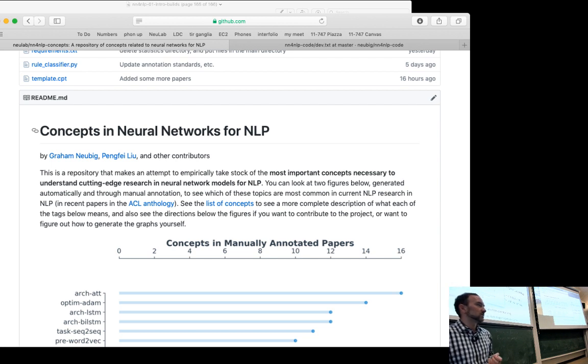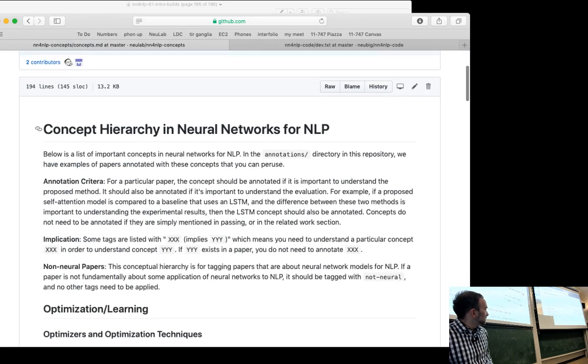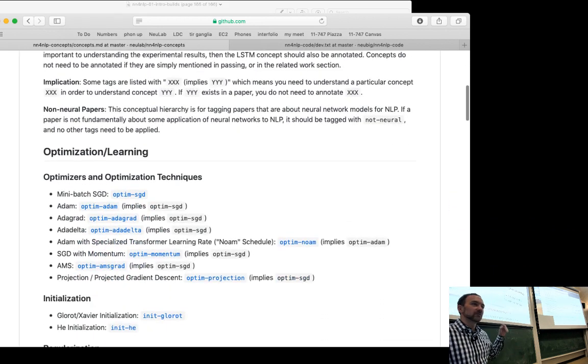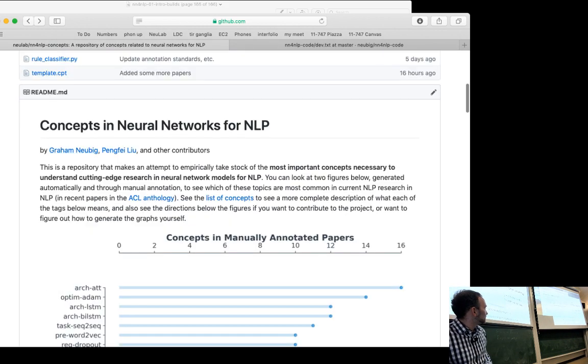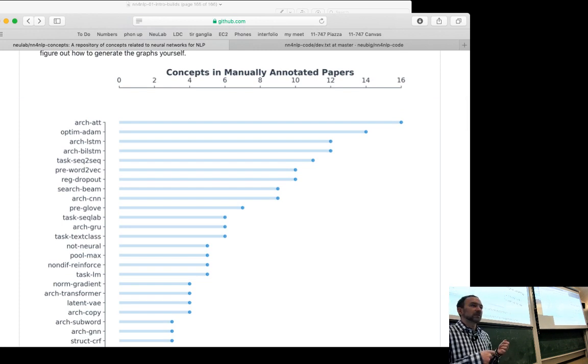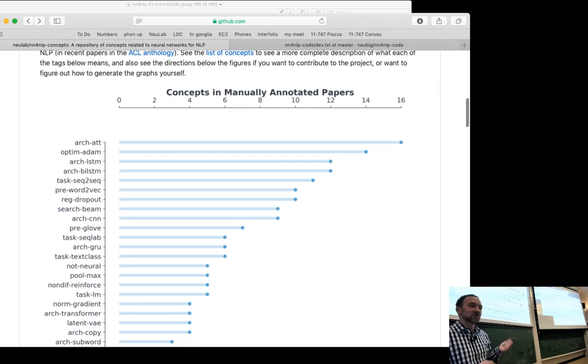And so we decided to take an empirical approach where basically I created a list of concepts here. And there's the names of all of these concepts, and I'll try to go through all of them in detail throughout the class. And we also did some manual annotation of papers to say this paper is using this concept, and also automatic annotation here. So the most important concept in papers in NLP is attention, apparently, which is not surprising if you know what attention is, but if you don't know what attention is, it's something you really need to know.